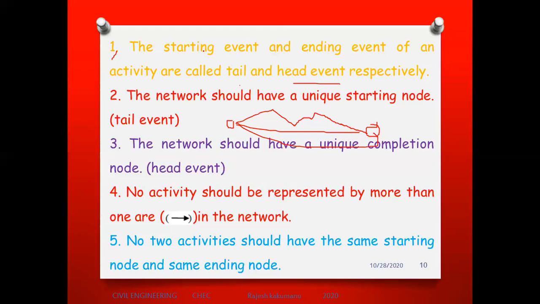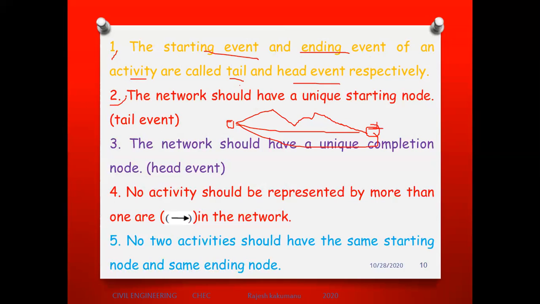So what it is saying is, the starting event and the ending event of an activity are called the tail and head event. If this is the head then this is the tail, or this is a head, this is a tail. So we are simply naming them as tail and head event respectively. Then what's the second one?